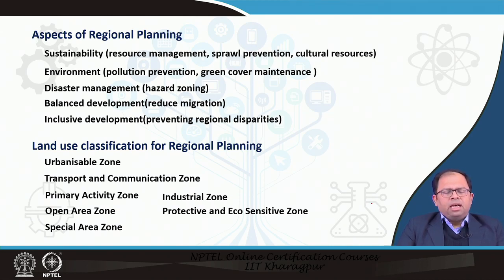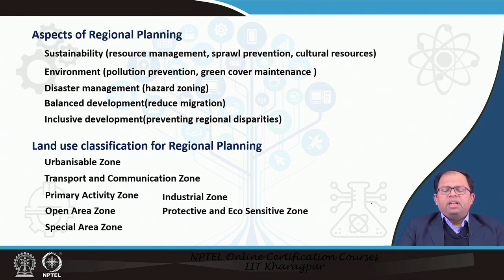We keep it at the developed land in this particular level. Then comes the transport and communication zone. Then primary activity zone, which is mostly linked with agriculture and other kinds of activities. Industrial zones. For example, we need to set up industries in this particular region. So which are the areas that could be reserved for industries? Open area zone, and that means those areas should be reserved or kept open.